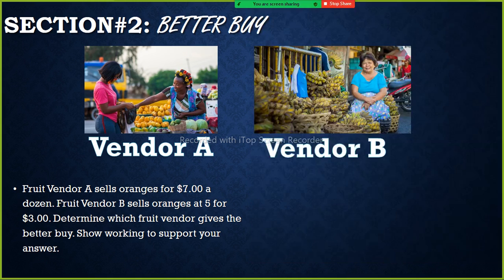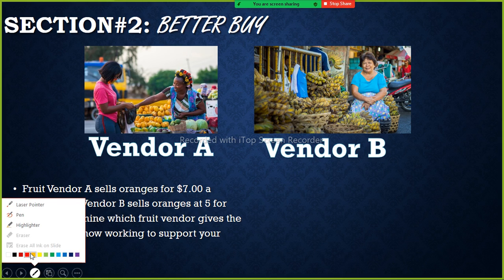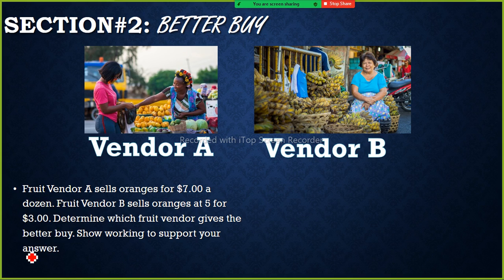Okay, so essentially the idea with this one is that you have to find a number such that they are equal and then compare them, right? So the reason why it's hard to determine is because this one is telling us you get a dozen for 7, and this one is telling us you get 5 for 3.